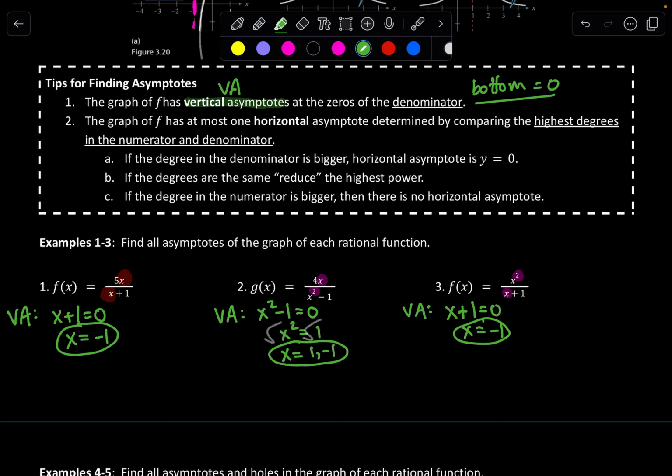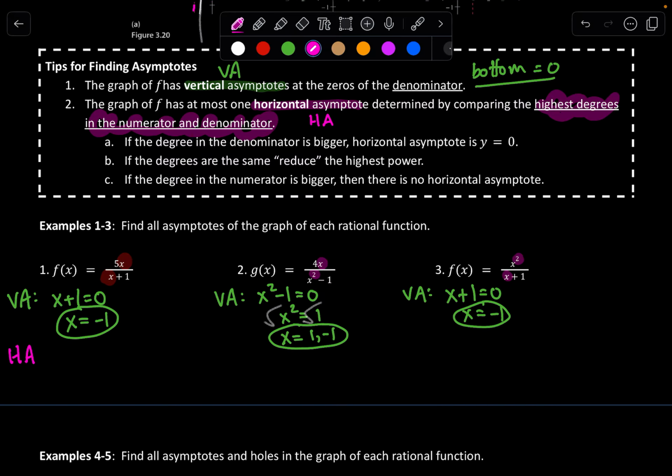The second thing is horizontal asymptotes. Often I'll use HA for that. This one is not necessarily super complicated, but it takes a little bit more thought. What you're doing, like it's highlighted here, is comparing the highest degrees in the numerator and denominator.